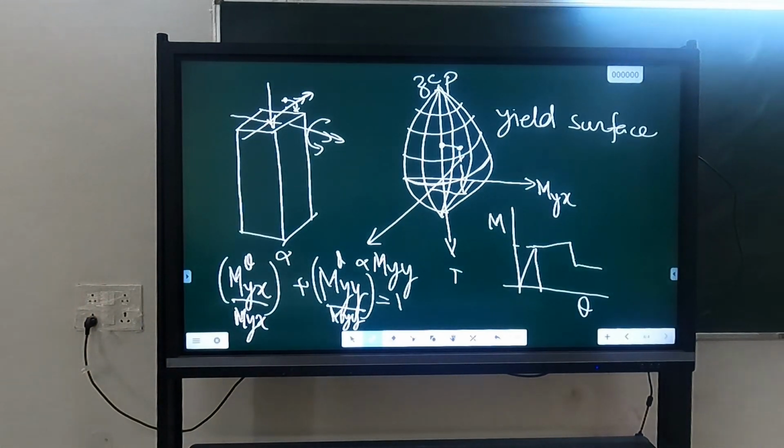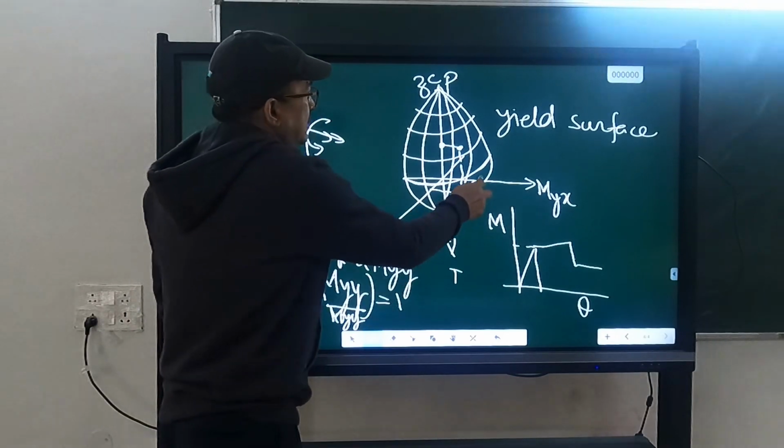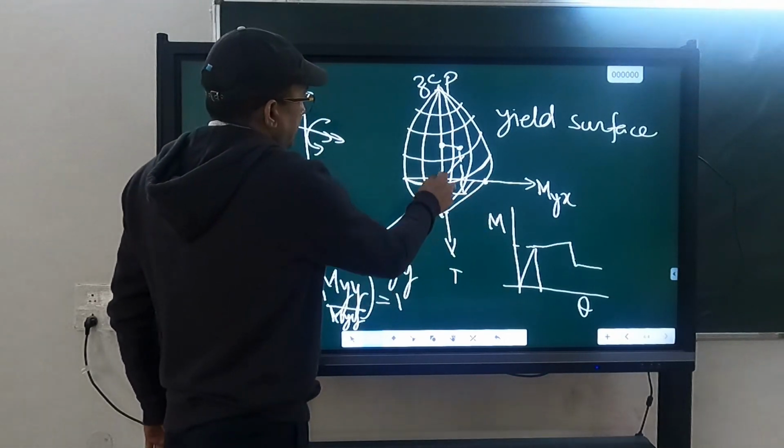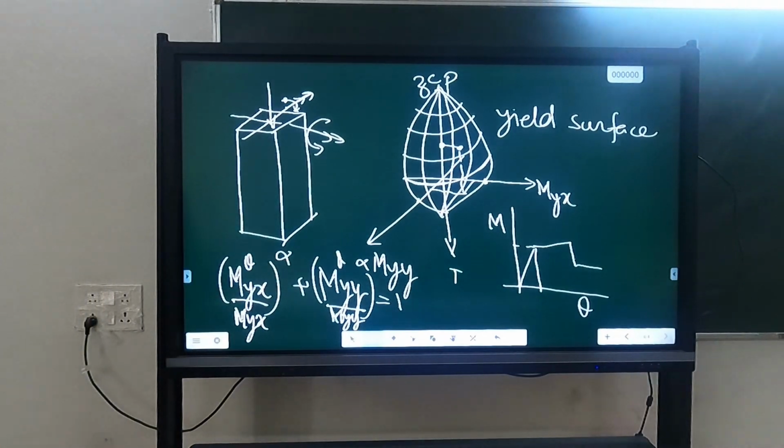When uniaxial moment is there, what is the yield capacity? To the power alpha, this should be equal to 1. And from here you can see that if there is a moment acting in the y direction also, then the capacity in the x direction is going to reduce. Then it will yield at a lesser moment in x. If the moment is acting about x alone, then it can take this maximum capacity. But in between, both are going to reduce.